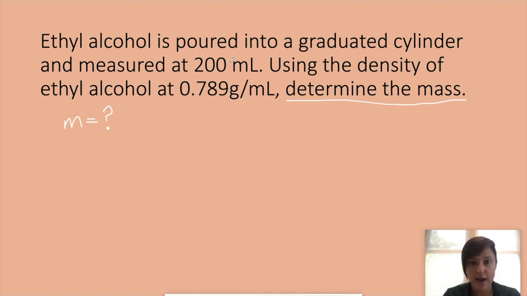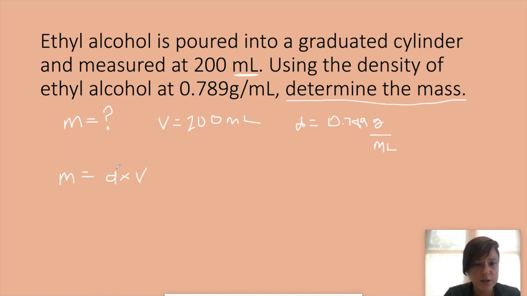It first tells us that the volume here is 200 milliliters. So remember, it's poured into a graduated cylinder and measured at 200 milliliters, and milliliters is one of our volume measurements. So we know that volume is 200 milliliters. And then it tells us density of ethyl alcohol is 0.789 grams per milliliter. Okay, so if we recall from our previous slide, mass is equal to density times volume.